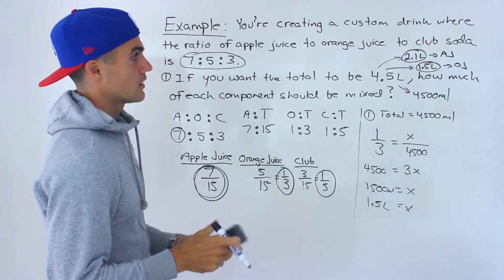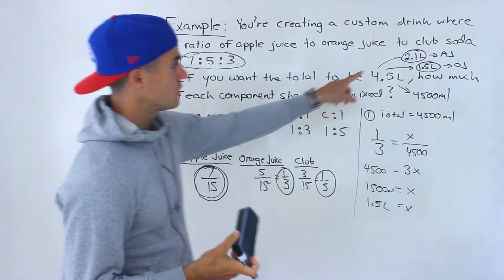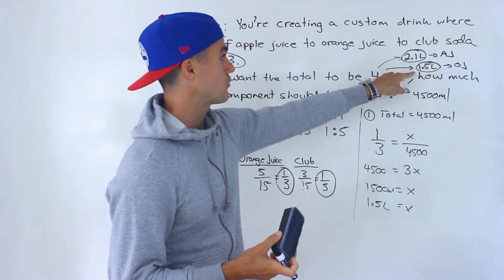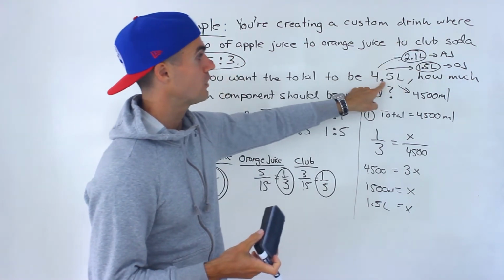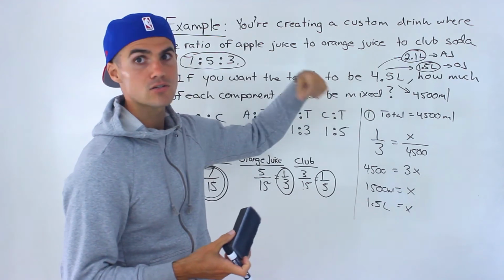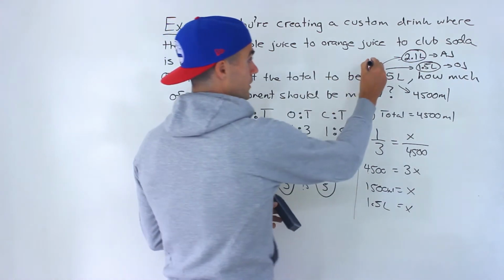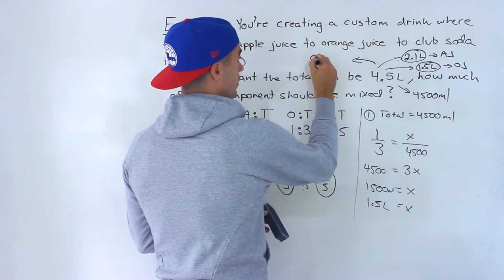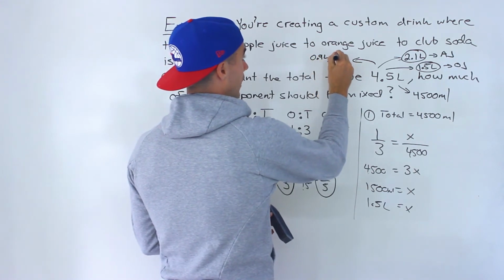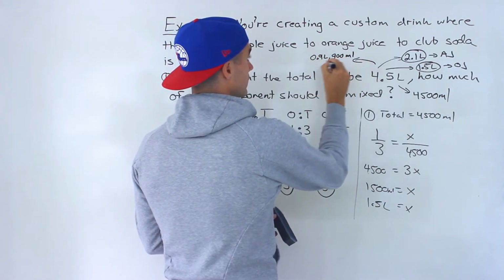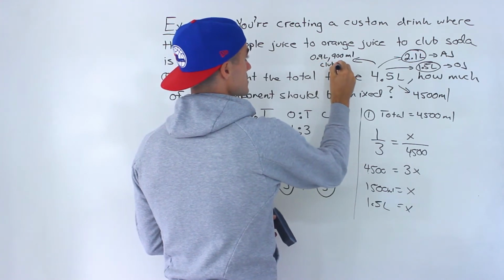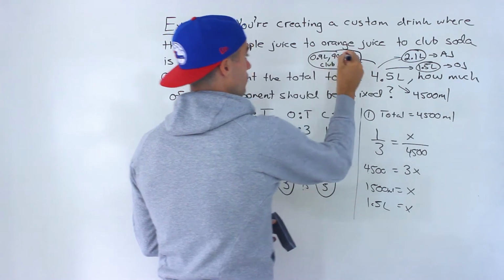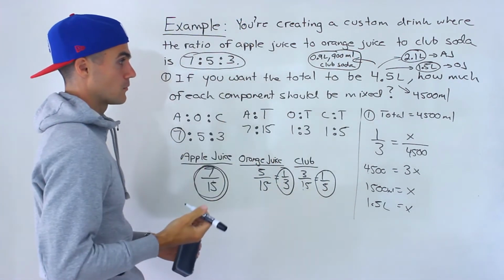And then the club soda, different ways we can do it. We can actually just total these up if we want. So this would end up being what? 3.6 liters in total. 4.5 liters minus 3.6 liters would give us 0.9 liters, or 900 milliliters of club soda. And so those are the final answers for number 1.